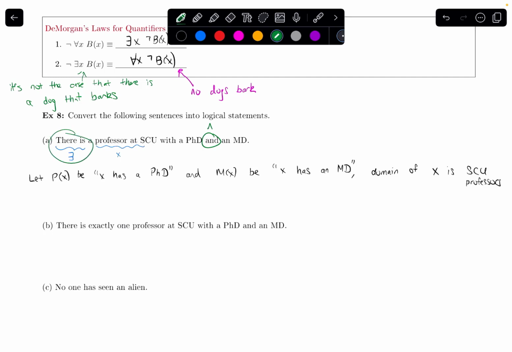So the "there is" part I can write as there exists. There is a professor at SCU, so there exists X with a PhD and an MD. So I need to have my P of X and my M of X. So there exists an X such that X has a PhD and X has an MD. Okay, and then the way I can indicate that there exists applies to this whole and statement is by putting parentheses around that whole thing. And that parentheses is important because without the parentheses, order of operations says the there exists would take precedence. I would be doing this first. But that's not what this means. The exists applies to this whole thing. And we got it.